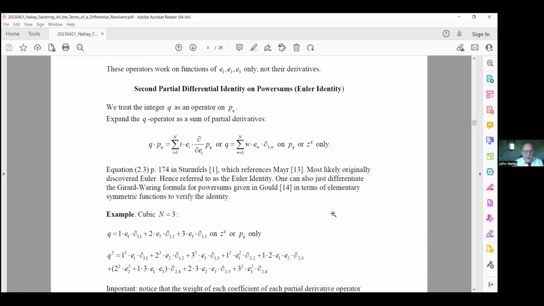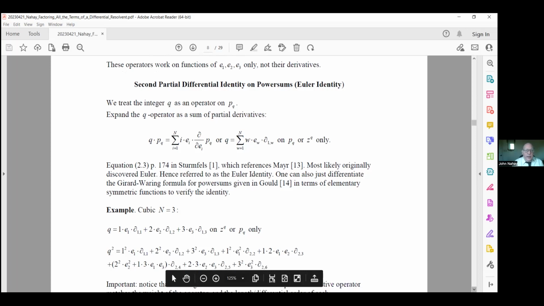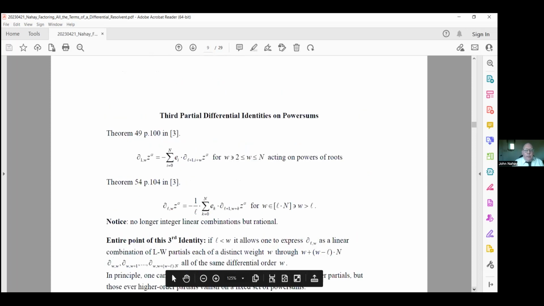This is given in Sturmfels. It's probably due to Euler. Or you can just look up the Girard-Waring formula for power sums, and you can just differentiate it and verify the identity directly.